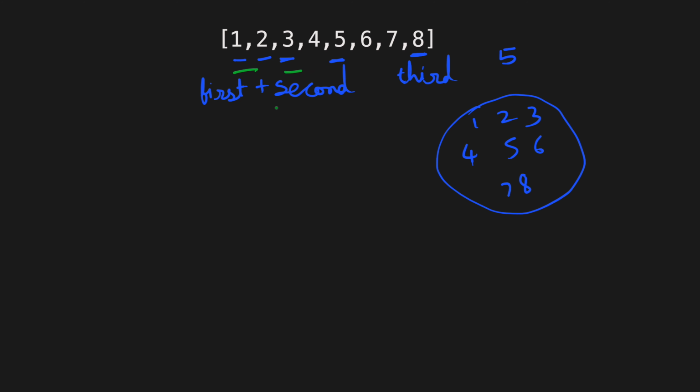1, 3. So first is 1 and second is 3. So we sum them up and get 4 and check is 4 present in the hash set. The answer is yes. So we extend the sequence, and now first is 3 and second is 4. So we sum them up and we will get 3 plus 4, that is 7, and we check is 7 present in the hash set.